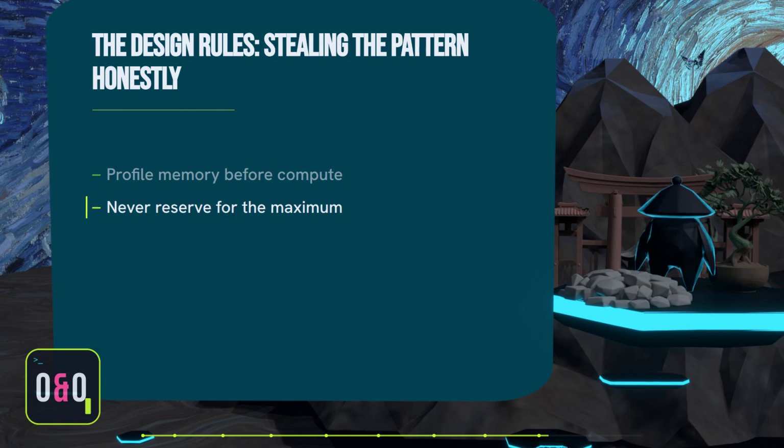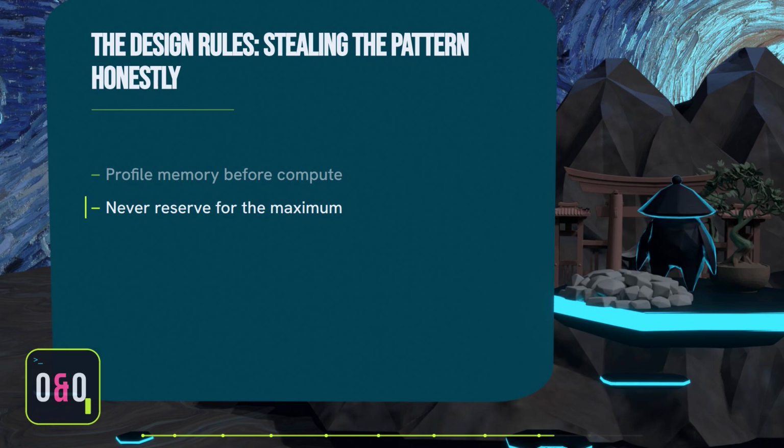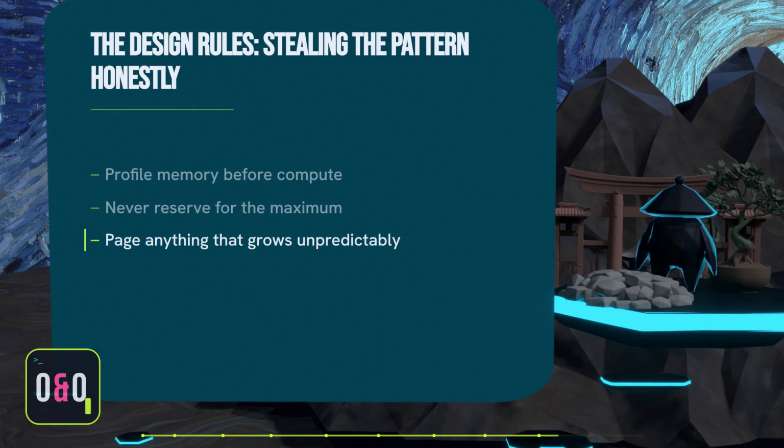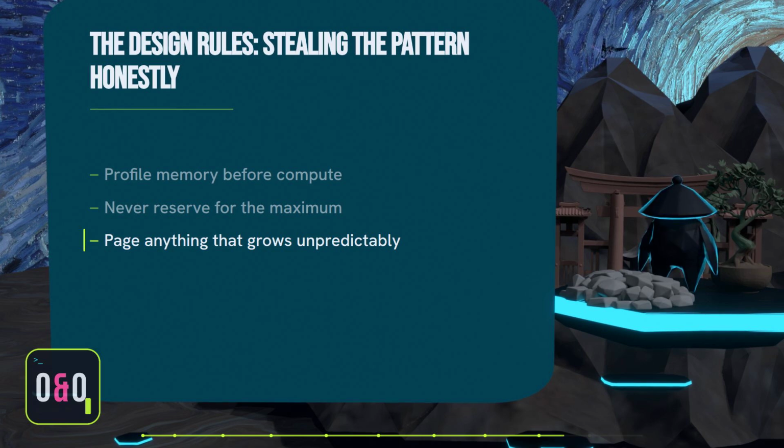2. Never reserve for the maximum. Pre-allocating worst case anything, cache, buffers, connections, converts your uncertainty into guaranteed waste. Allocate on demand and let actual usage set the bill. 3. Page anything that grows unpredictably. Fixed size blocks behind a translation table turn fragmentation into arithmetic. It worked for operating systems in the 60s and it worked inside an H100. It will work on your log buffers too.